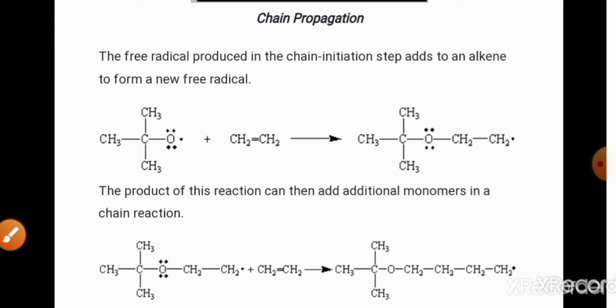In the next step, the free radical formed in this step again combines with a large number of CH2=CH2, that means ethylene molecules, to form a bigger free radical, which in the next step undergoes the chain termination step.